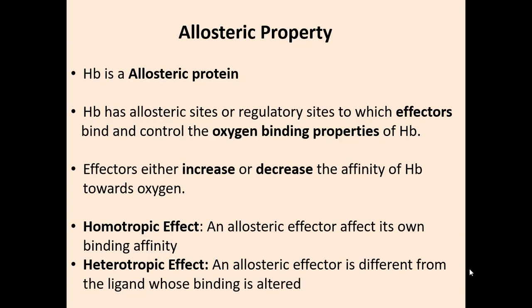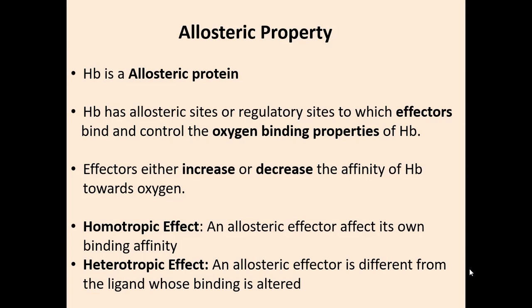Hemoglobin is an allosteric protein. Hemoglobin has allosteric sites or regulatory sites to which a factor binds and controls the oxygen binding properties of hemoglobin. Effectors either increase or decrease the affinity of hemoglobin towards oxygen.